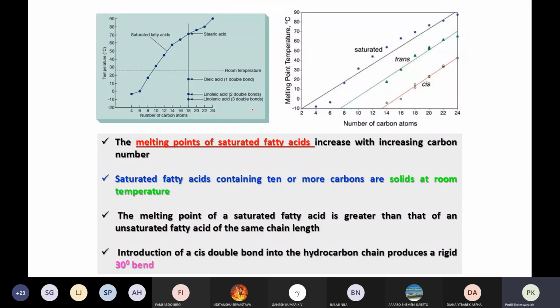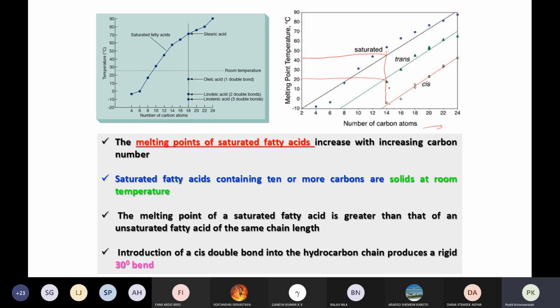here, where this axis is the number of carbon atoms, that is the carbon chain length, and this is the melting point. For example, you can take the 14 carbon containing saturated fatty acid and unsaturated fatty acid. Compared to the saturated fatty acid, unsaturated fatty acids have a lower melting point with the same carbon chain length.